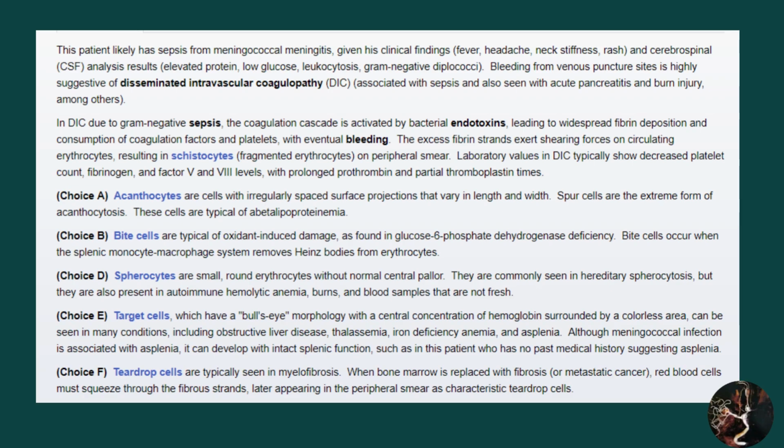Could you not make the diagnosis of meningitis? Could you not make the diagnosis of septic shock? Could you not make the diagnosis of DIC? Or you didn't know that schistocytes were a feature of DIC or any obstructive pathology. Based on your answer, read the question again.